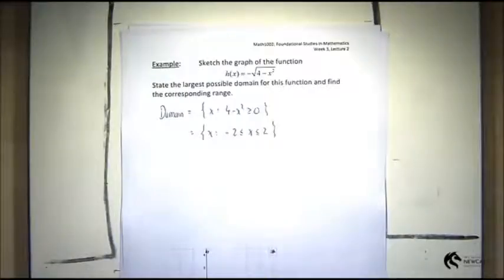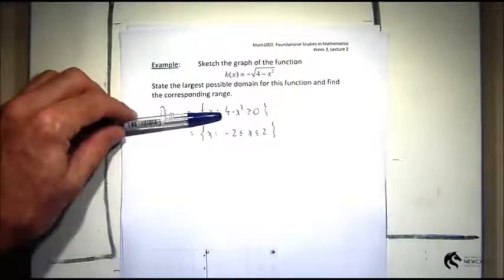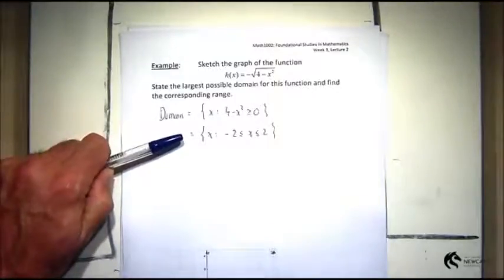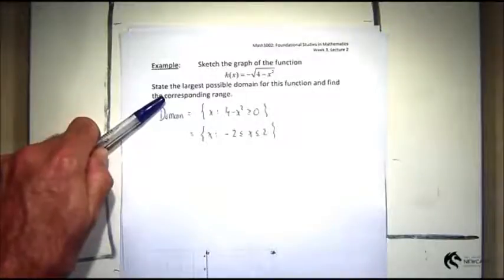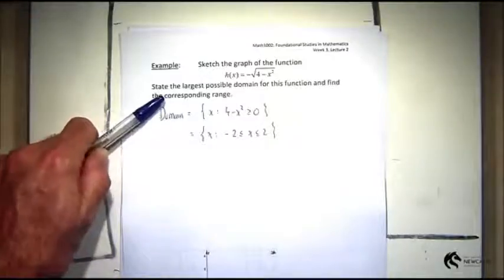If you wanted to, you could have drawn the graph of this thing and had a look where the graph is above the axis. But for the minute, I'm just going to leave it at that. So we can find the domain. How do we find the range? Well, to me, the easiest way of finding the range is actually to sketch the graph of the thing. I can't give you a method that will always find you the range. So in here, let's have a look at the graph.